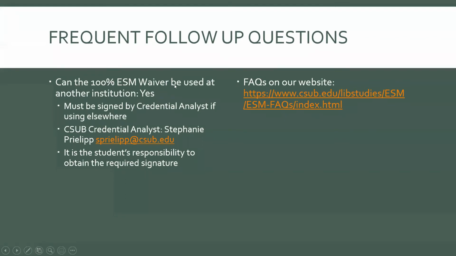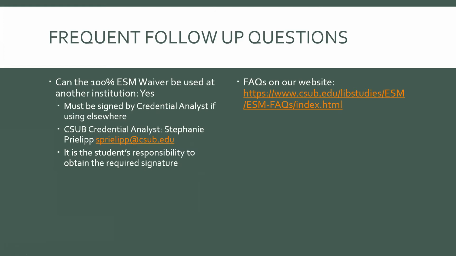So say you're not going to do the credential at CSUB, but you want to go to Fresno State or Northridge or whatever. Yes, the ESM waiver that CSUB will give you if you're eligible, that 100% letter, you can take that to any CTC approved program in California. So any program that the CTC gives their stamp of approval to should accept our 100% ESM waiver.